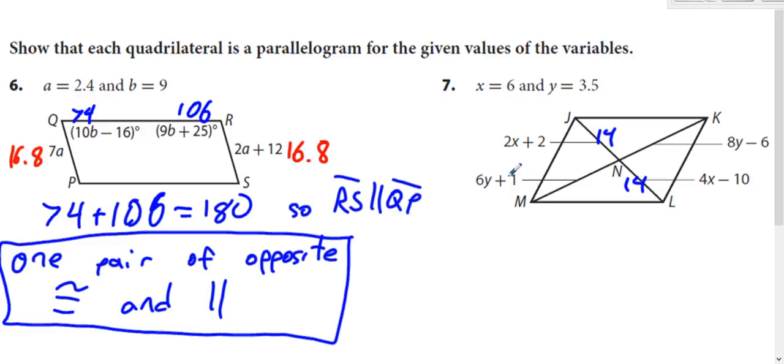Y is 3.5, then we have 6 times 3.5 is 21, plus 1 is 22, and we have 8 times 3.5 is 28, 28 minus 6, 22. So yes, the diagonals bisect each other, so yes, it's a parallelogram.